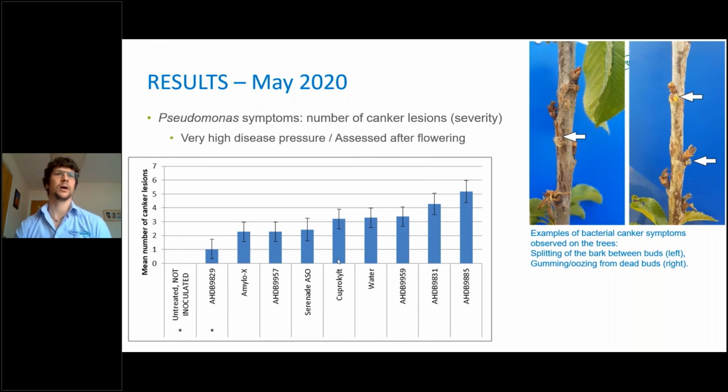And these, the Serenade and the Milo-X, the BCAs, and the other products that were affecting at the end of September, have reduced the severity now, not significantly, but they have reduced it. So the trees had less of these severe canker lesions. And again, I have to point out, this was tested in very high disease pressure.